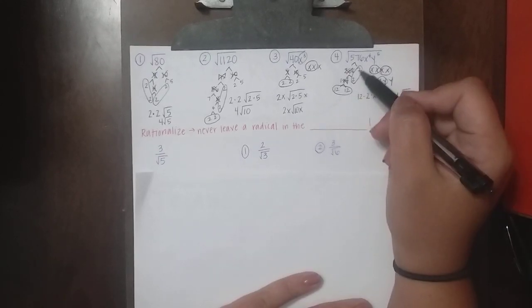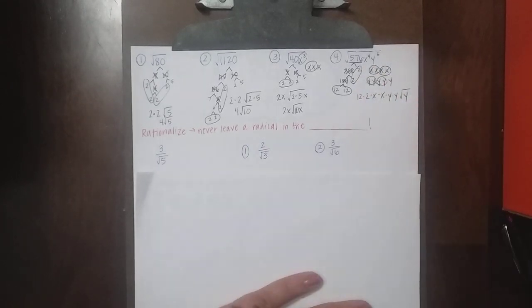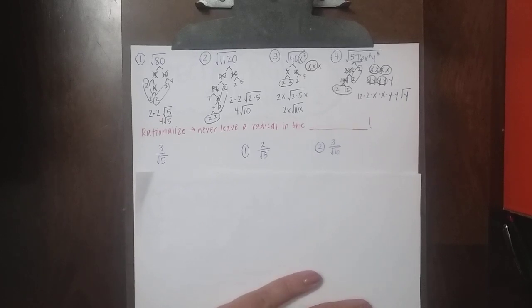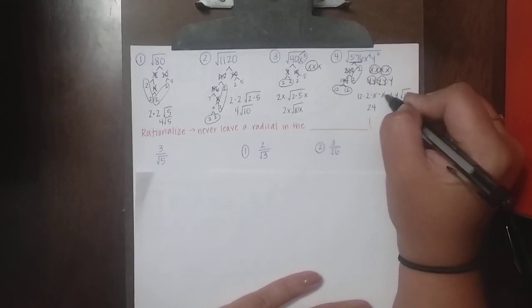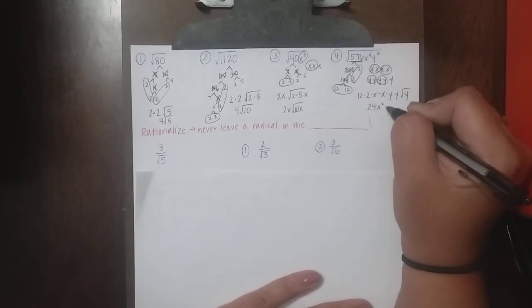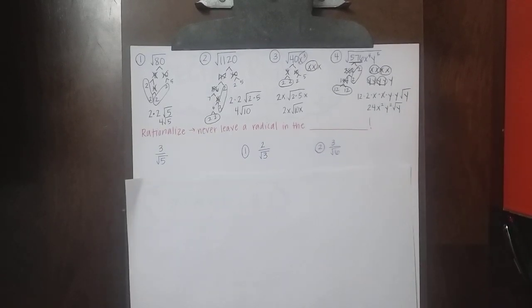Okay, I don't have any numbers left over, and that tells me 576 is a perfect square, right? That means it does have a square root, just like 4 and 16. Okay, then we multiply. 12 times 2 is 24. X times x is x squared. Y times y is y squared. And then I have that lonesome y left on the inside.